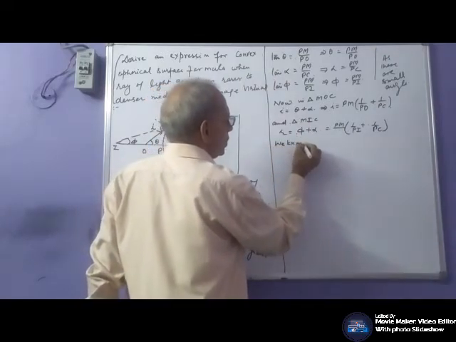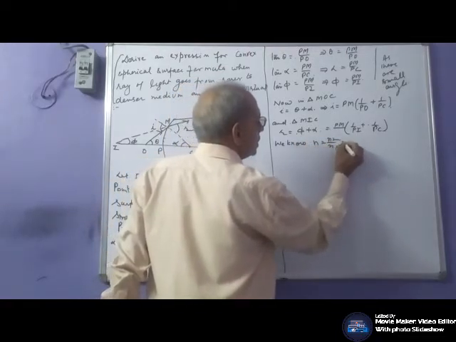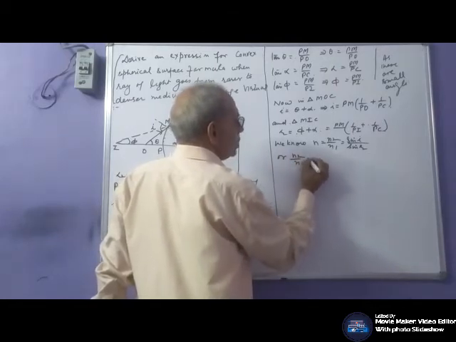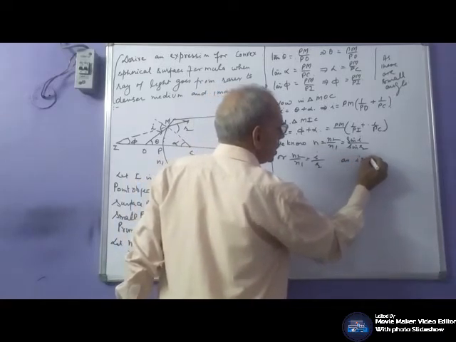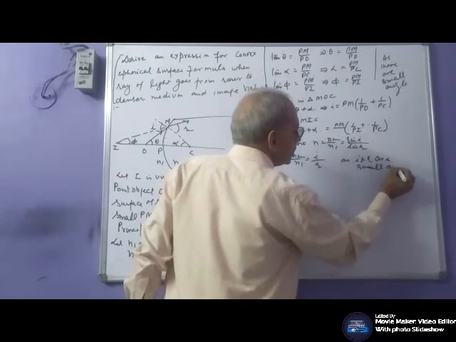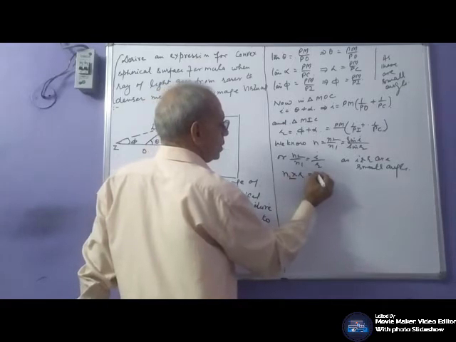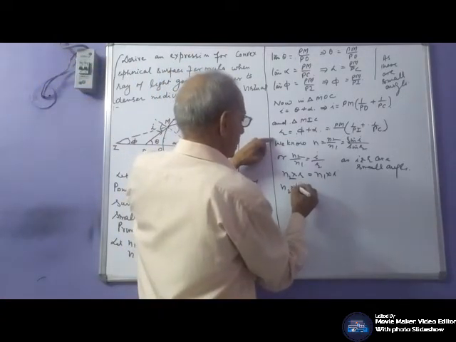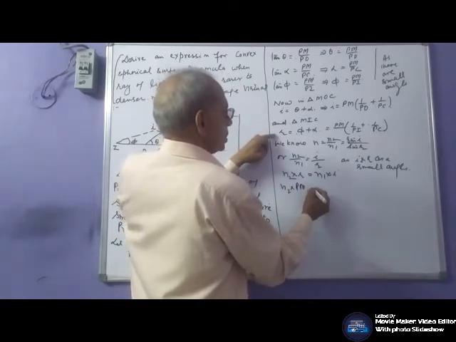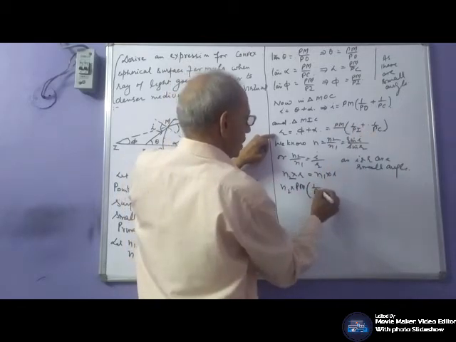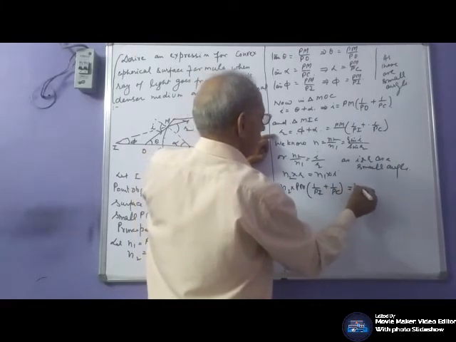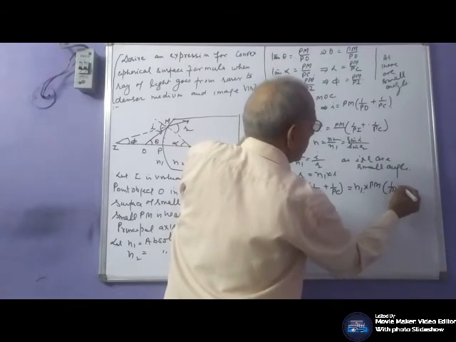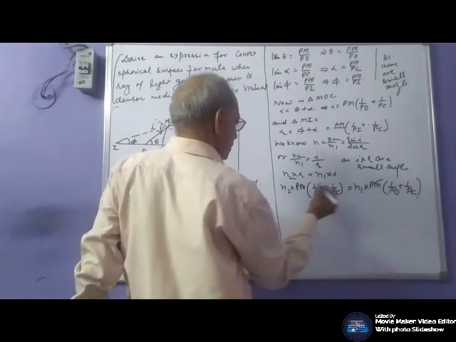We know n2 by n1 is sin I by sin R, or n2 by n1 is I by R, as I and R are small angles. n2 into R, n1 into I. R is this, PM, 1 by PI, 1 by PC. n1 into I. This is I, PM, 1 by PO plus 1 by PC. PM with PM.